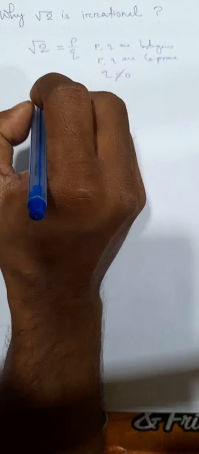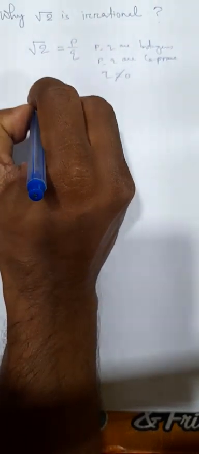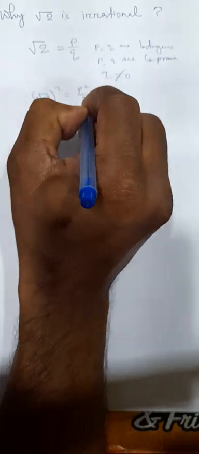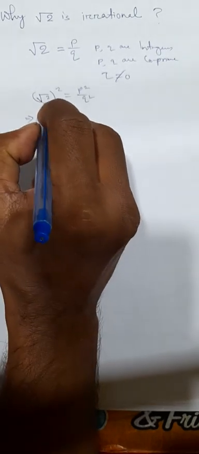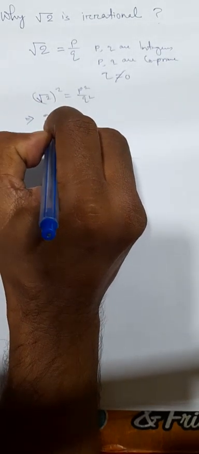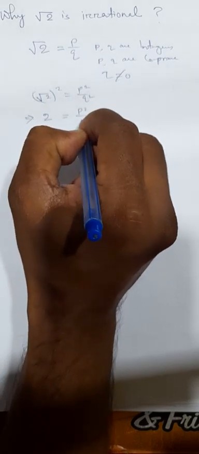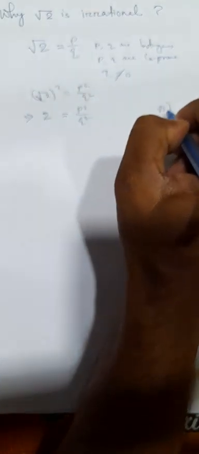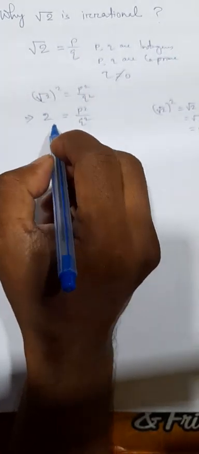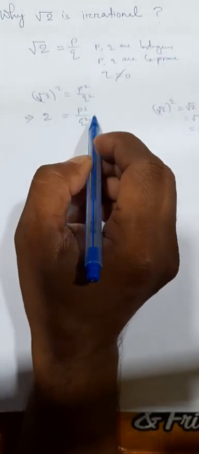Now square root of 2 equals p by q. That means square root of 2 squared equals p squared by q squared. We are squaring both sides. This implies square root of 2 whole squared, meaning square root of 2 multiplied by square root of 2, is 2. So 2 equals p squared by q squared.